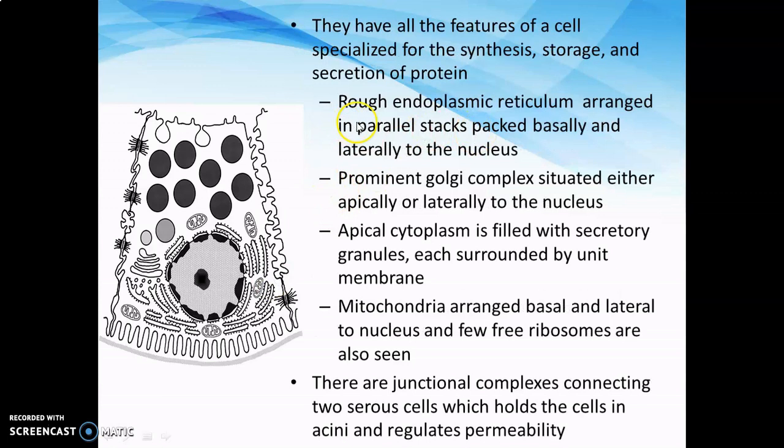And the serous cell has all the features of a cell specialized for synthesis, storage and secretion of proteins. So the protein synthesizing apparatus includes the rough endoplasmic reticulum arranged in parallel stacks basally and lateral to the nucleus, and a prominent Golgi complex, and also there are a lot of mitochondria arranged basal and lateral to the nucleus.